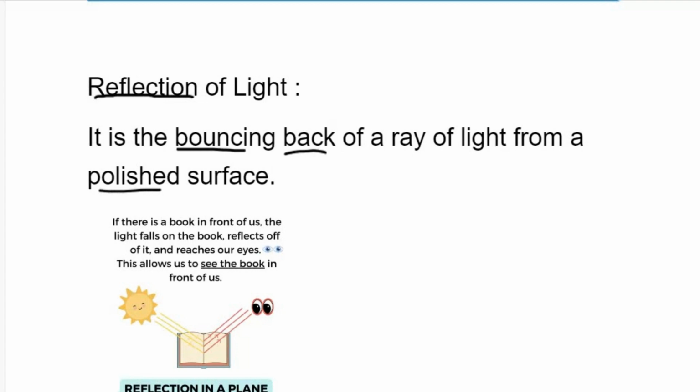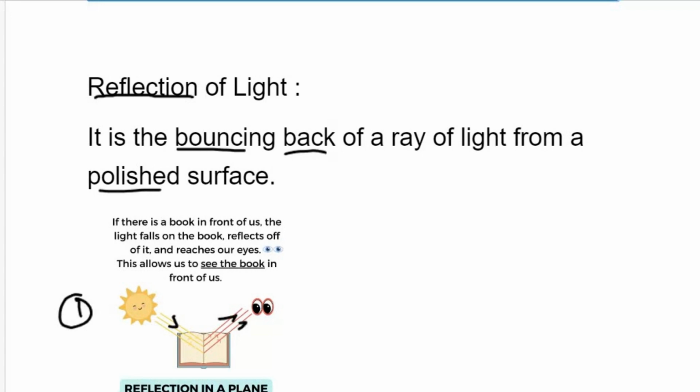So when a ray of light, you see the diagram, the first diagram, rays of light from an illuminated source. So here it is the sun. When it falls on a notebook and reflects to our eyes, then we are able to see what is there in the book. So bouncing back of a ray of light from a polished surface is called reflection.